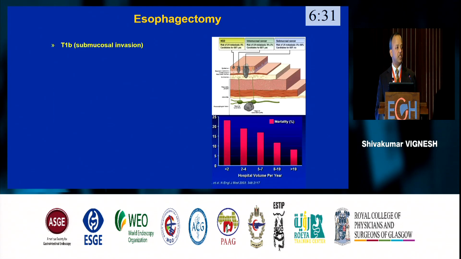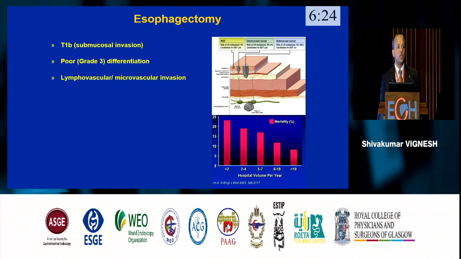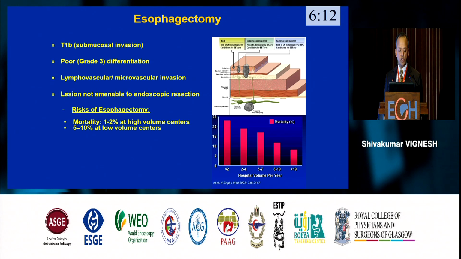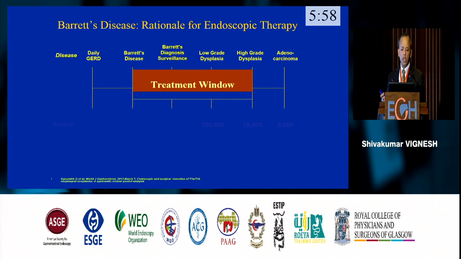What about esophagectomy? Is there still a role? Yes, for submucosal invasive cancer, for poor grade 3 differentiation, in patients with lymphovascular or microvascular invasion, if you see these on EMR, or if the lesion is too large or fibrotic and not amenable to endoscopic resection, then esophagectomy should be strongly considered. But keep in mind that mortality is 1 to 2% at high volume centers and 5 to 10% at low volume centers, and morbidity is quite high, and the patient selection here has to be done very carefully.